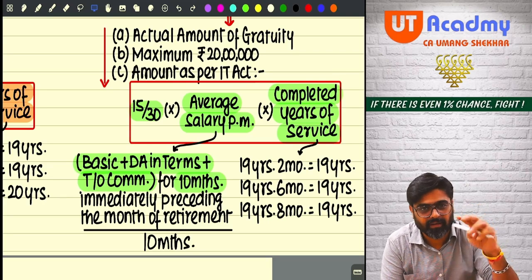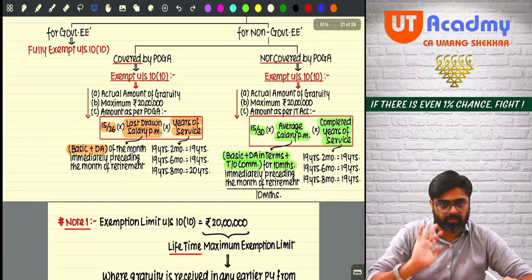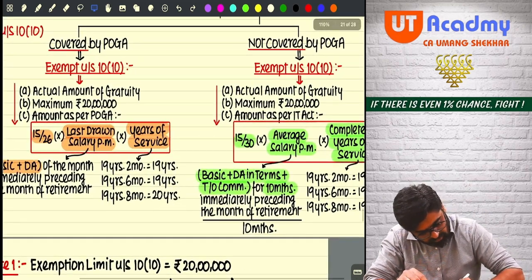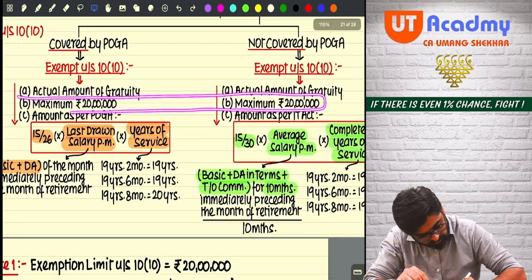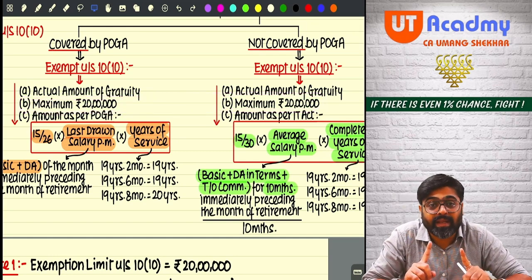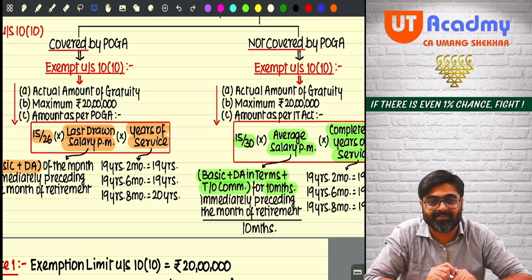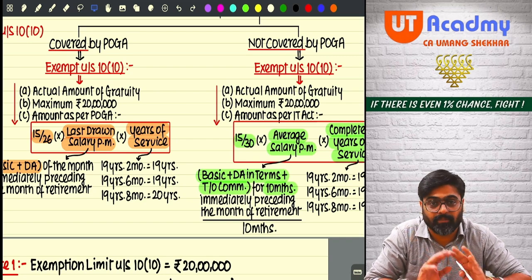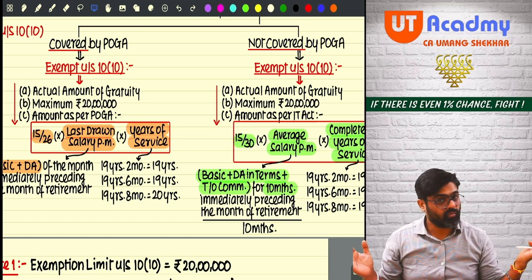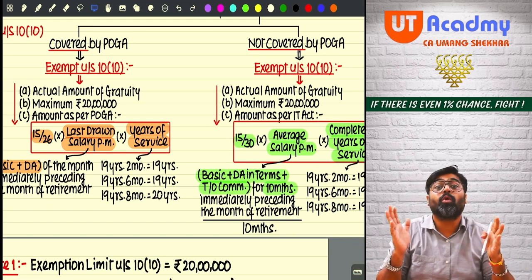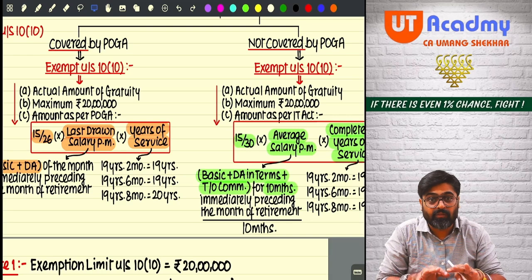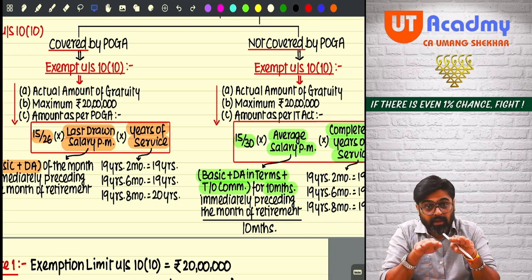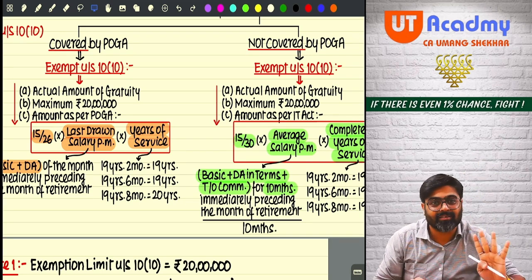Okay, got it? So now these three limits you are supposed to remember. Now, can you see 20 lakh rupees is written here? What is the maximum limit? Can you see 20 lakhs? This 20 lakhs is the lifetime maximum exemption. Meaning that from one employer or more than one employer in the same year, if you are getting gratuity, so from all the employers taken together, your exemption cannot be more than 20 lakhs.